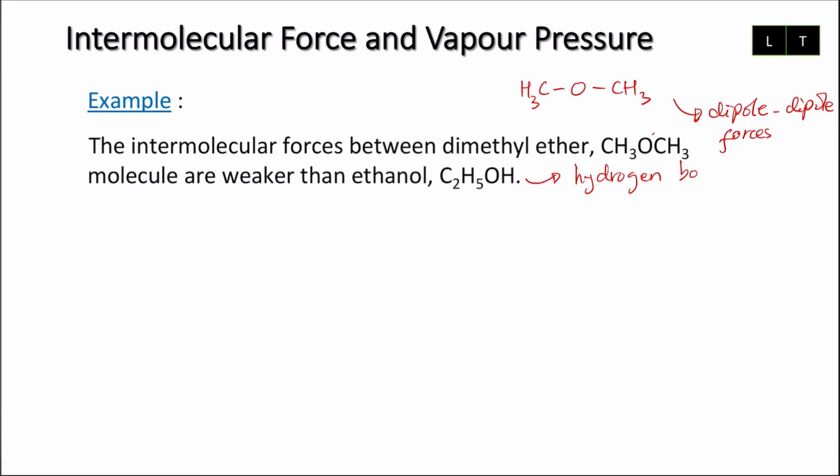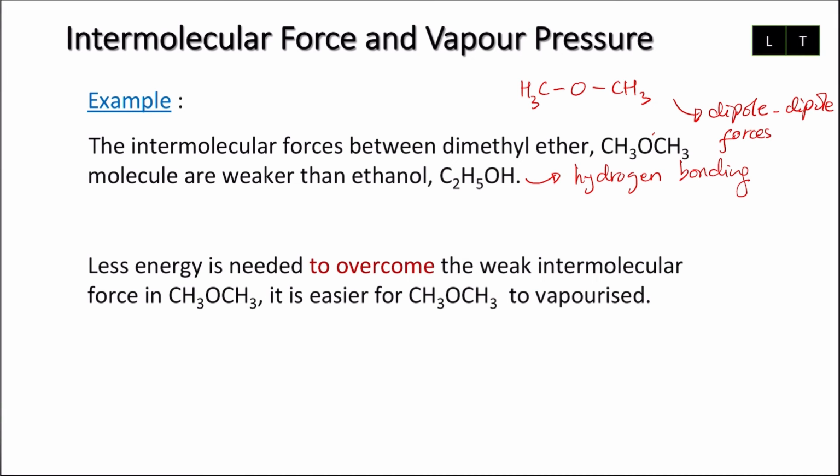So di sinilah relationship di mana Miss cakap the IMF for dimethyl ether is weaker than ethanol because dipole-dipole forces is weaker than hydrogen bonding. So bila intermolecular forces itu weaker, maknanya energi yang diperlukan hanya sedikit sahaja untuk overcome the force in dimethyl ether berbanding dengan ethanol. Hence, it is easier for dimethyl ether to vaporize.